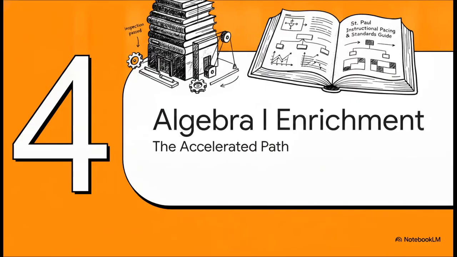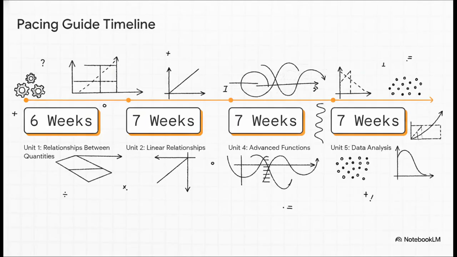Section 4. Algebra 1 enrichment units. Now, for the students who are genuinely ready to build upward, the pacing guide has a very rigorous timeline. It kicks off with a 6-week unit on relationships, followed by 7-week blocks dedicated to linear relationships, advanced functions, and data analysis. It's incredibly methodical. They don't just dive in headfirst, they align the overview with basic level knowledge before turning up the heat.